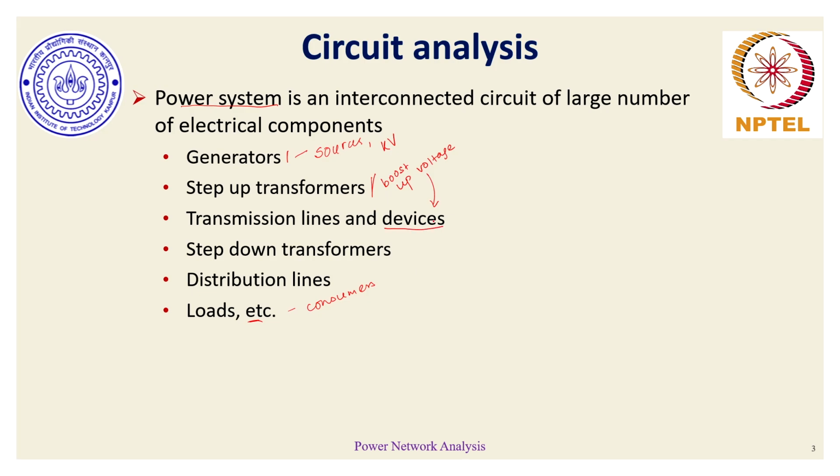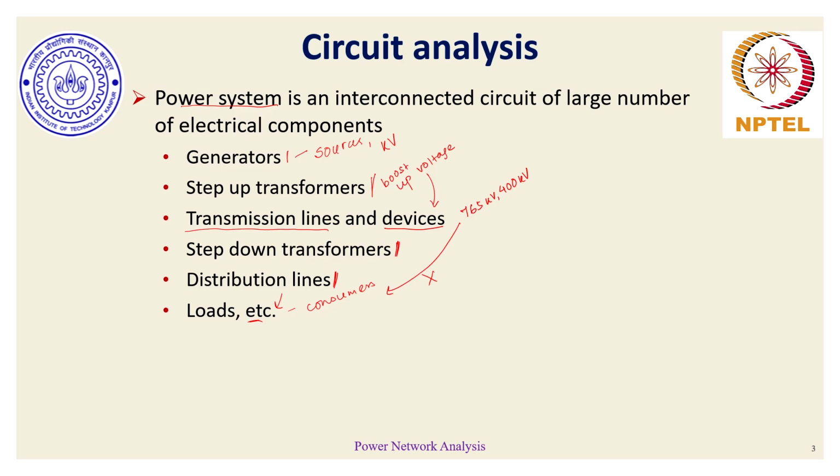The devices here refer to the reactive power compensation devices, FACTS devices, STATCOMs, SVCs, etc., which help in proper reactive power compensation and maintaining the voltage profile along these 3-phase transmission lines, where the operating voltage is of the order of 765 kV, 400 kV, etc. for the Indian system. And at the same voltage level, these loads or consumers cannot consume power, so we need step down transformers to step down the voltage, and then from the substations the distribution network comes in, from where the loads get their power.